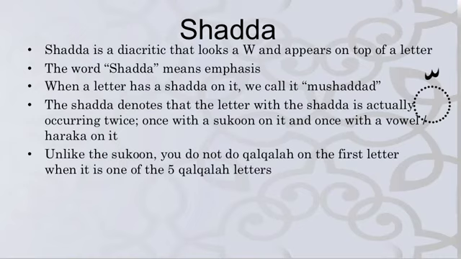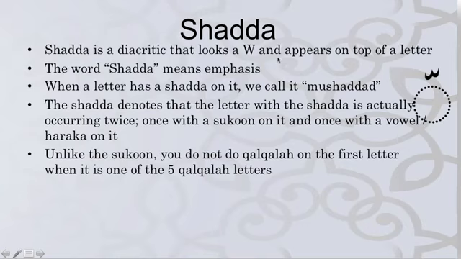On to today's lesson, which is about the Shadda. What is the Shadda? The Shadda is a W-looking diacritic that appears on top of a letter. You see the Shadda on the right-hand side of your screen. It looks like a fork or a W. The circle denotes that it's above the letter.